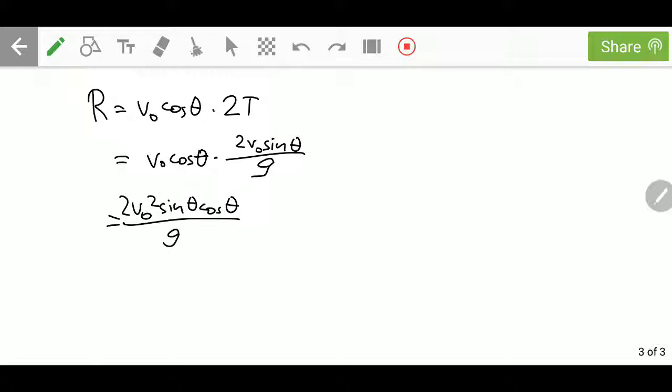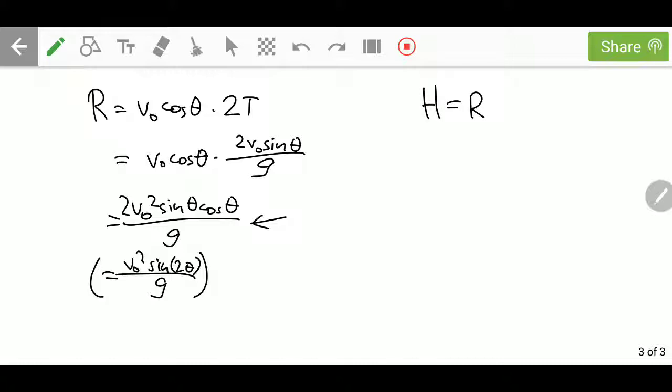We could re-express this as v naught squared sine of 2 theta over g. And this is helpful in some scenarios. For example, one can now obviously see that the range is maximized when theta is 45 degrees, and that is useful for other problems. But in this case, we're not going to do that. We're going to leave it in this form, because that will let us easily tell when h is equal to r, because we'll get lots of cancellation.